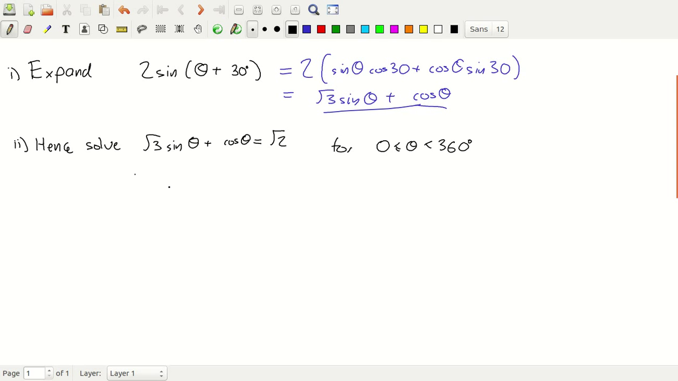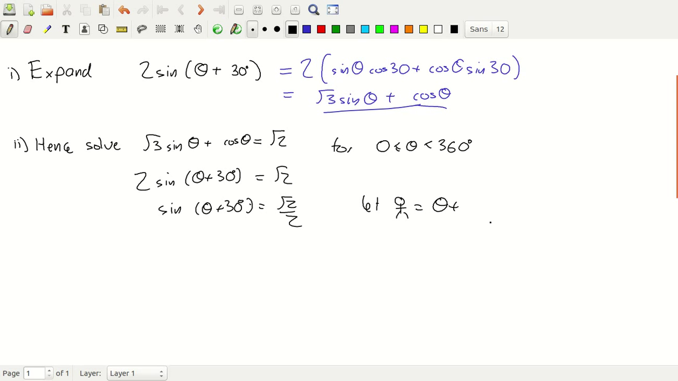So the trick is to use the previous part, and notice that the thing on the left-hand side is actually just 2 sine theta plus 30 degrees equals root 2. And now we're back into familiar territory. Sine of theta plus 30 degrees equals root 2 over 2. Let stickman equal theta plus 30. So we've got sine stickman equals root 2 over 2, and we adjust the range for stickman.